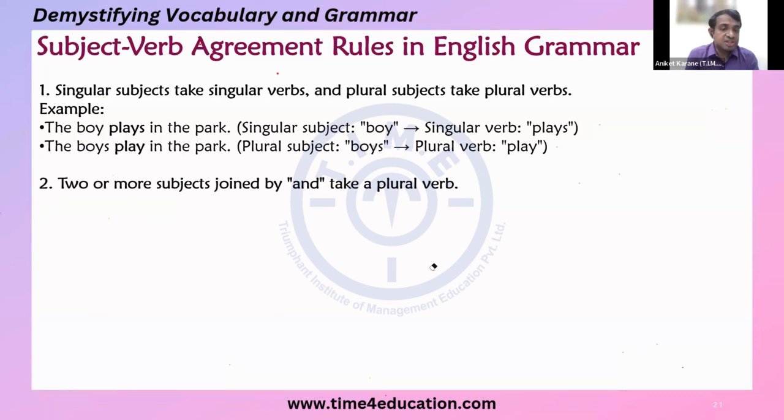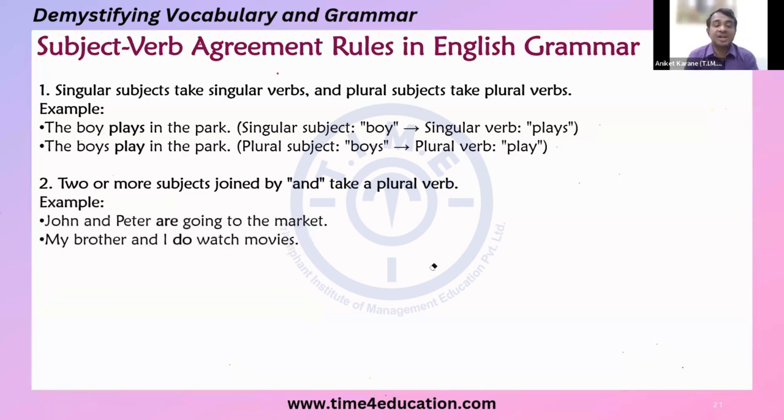Two or more subjects, when they are joined by and, take a plural verb. So what does this mean? When I say John and Peter, there are two people going to the market.